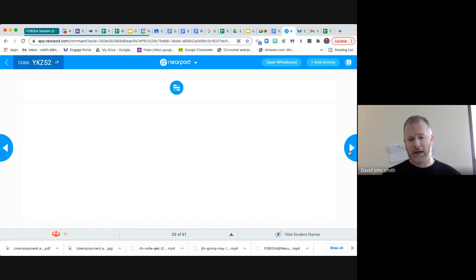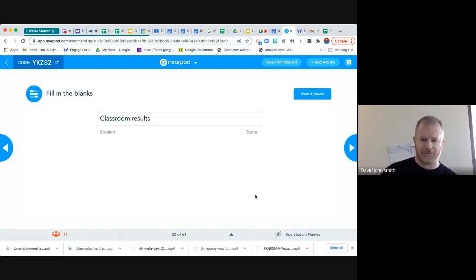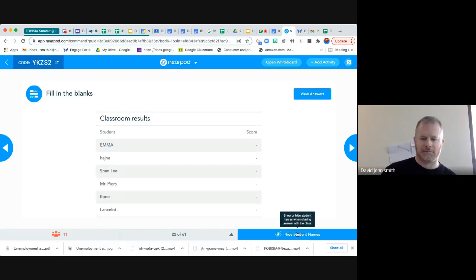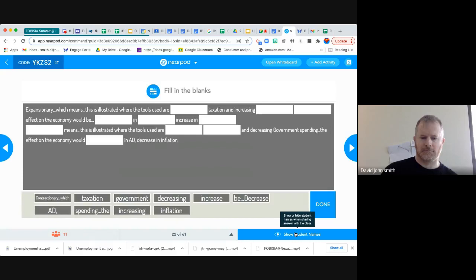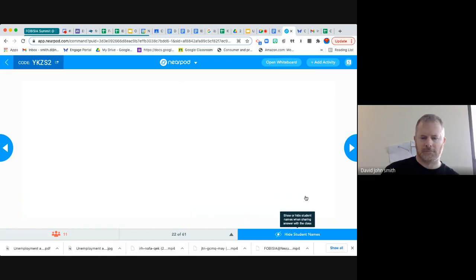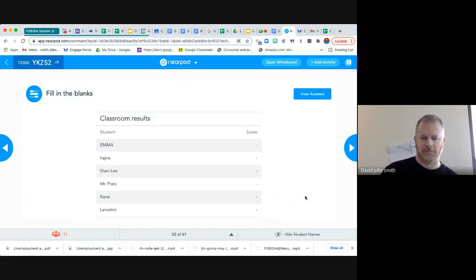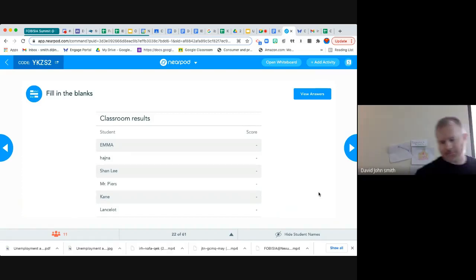Right, so now it is your turn. This is a cloze exercise, or fill in the gaps. Have a go, see how many you can get. About 30 odd seconds, see how you get on.